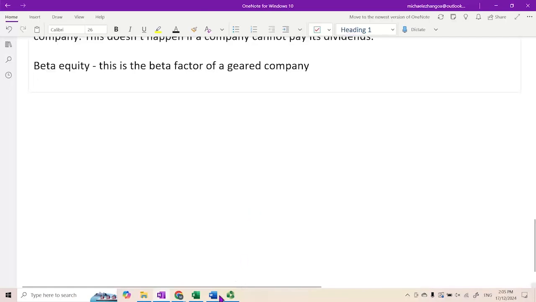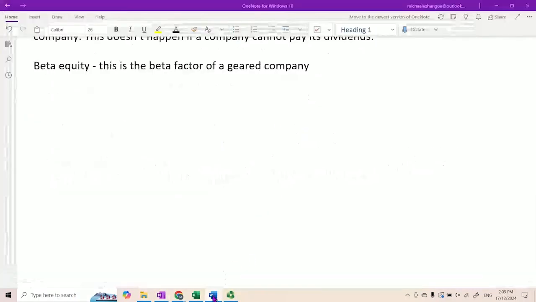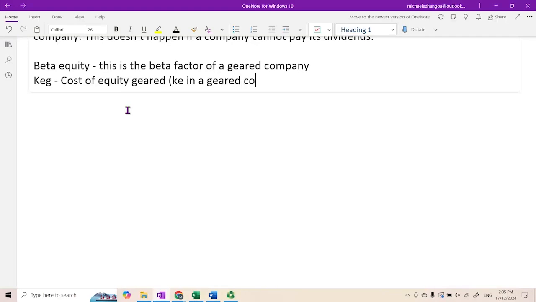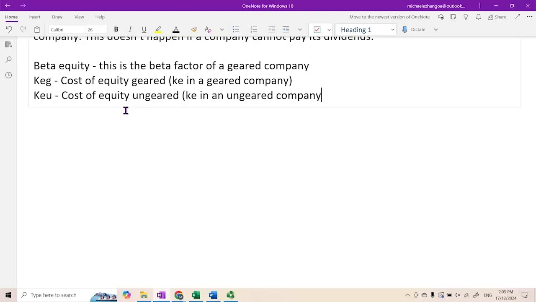Geared company that has debt. Then, if beta equity goes up, KEG goes up. KEG, cost of equity geared, KE in a geared company. Now you have to contrast that with KEU, cost of equity ungeared, KE in an ungeared company.